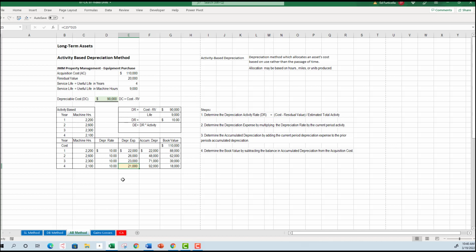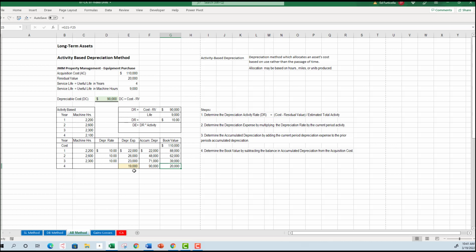The amount of depreciation that we'll take in year 4 is the difference between the book value of year 3 of $39,000 and the residual value for the equipment of $20,000. In other words, we'll take $19,000 of depreciation expense. At that point, the accumulated depreciation totals $90,000, and the book value is $20,000. So we've allocated the cost of that equipment over 4 years using the activity-based depreciation method.